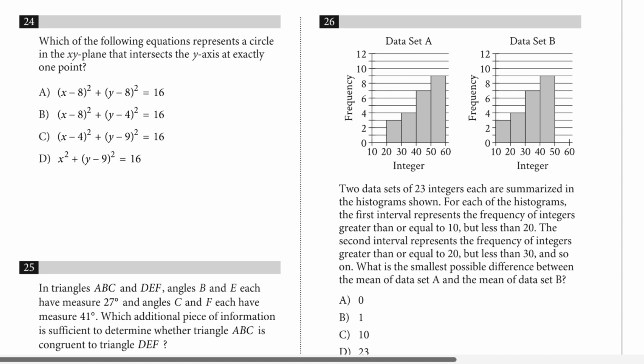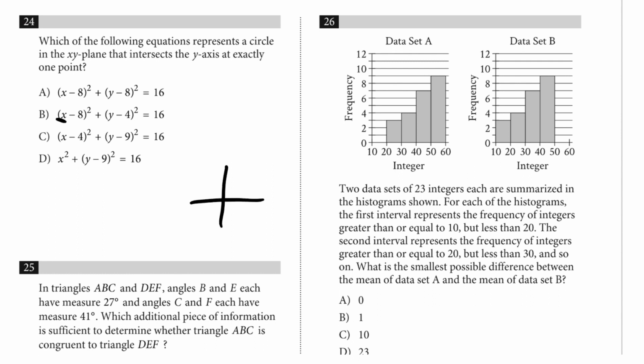Number 24. Which of the following equations represents a circle in the xy plane that intersects the y-axis at exactly one point? The objective we need to find here is the number next to the x to be less than the radius, or equal to the radius, not more than the radius. What happens if the x is greater than the radius is our circle would intersect the y-axis at 2 points.